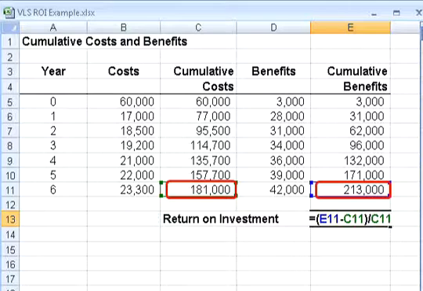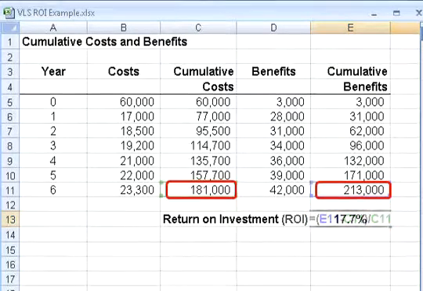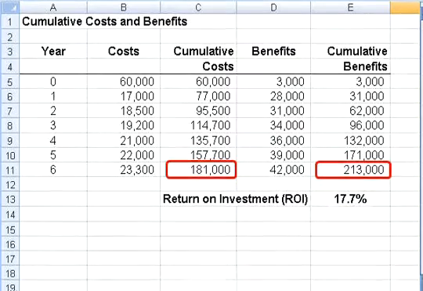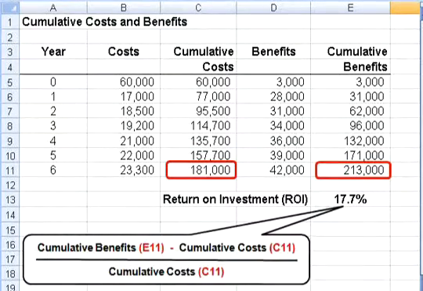So the ROI formula is the quantity E11 minus C11 divided by C11. The result is a 17.7% ROI over the 6-year period. This screen shows the ROI formula more clearly.